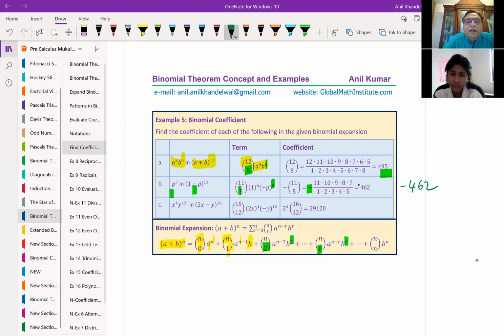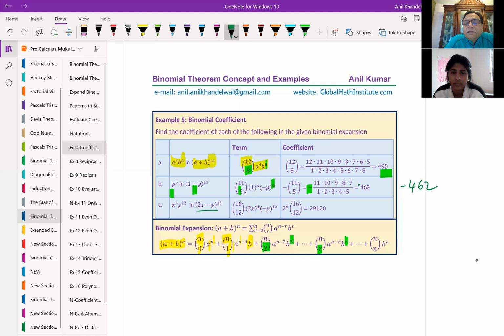Correct. The next one is x to the power of 4, y to the power of 12, but within the brackets, you will see I didn't use a simple term like a plus or minus b. I'm taking 2x minus y. So a in this case is 2x and b is minus y. It's a kind of combination of the previous.